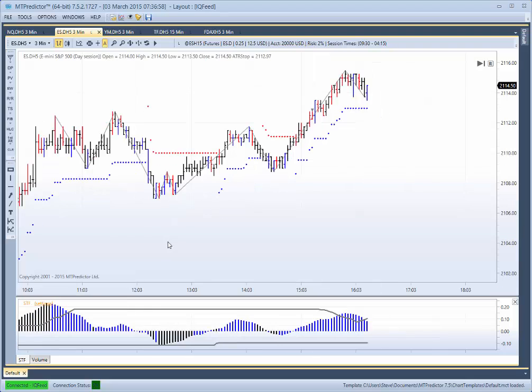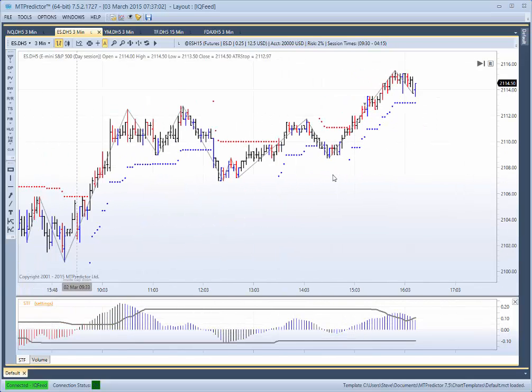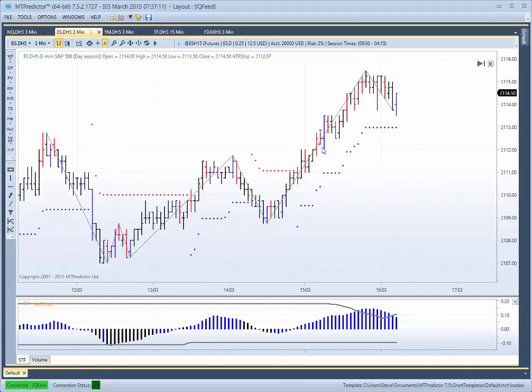On the ES, the only trade of the day was, if I zoom out, this sell setup here, this one here. Now this would have been against the blue STF, so people who are using our standard trade management guidelines would have avoided this, and as such had a very quiet day yesterday with no trades.